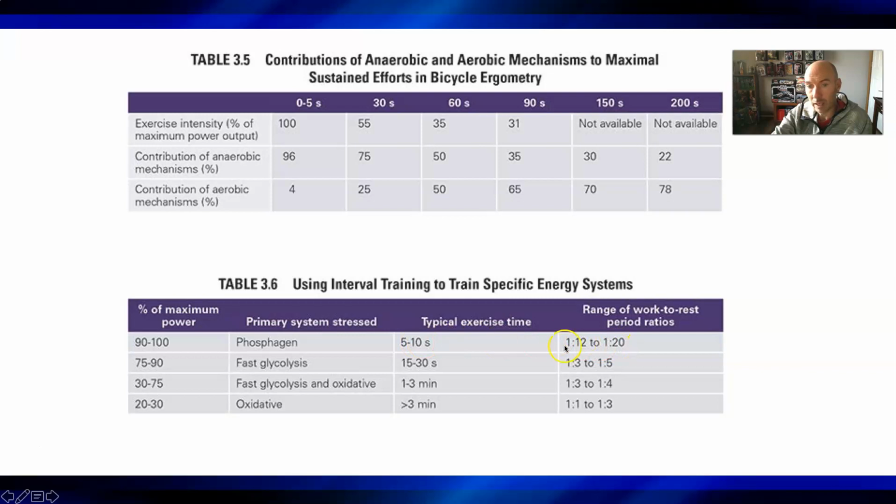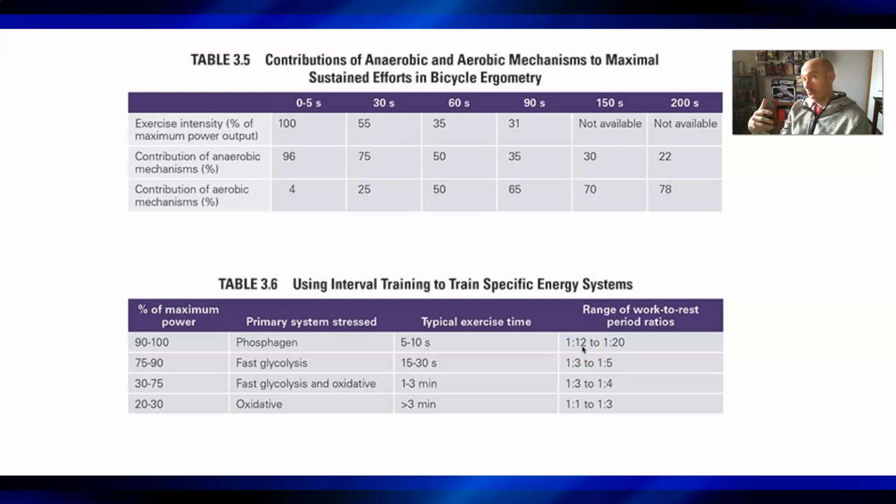So look at it this way. If our work period is 10 seconds, then our rest period needs to be 120 seconds. So that's what the 1 to 12 ratio looks like, okay? Or if our work period is 5 seconds, we would multiply that by 12 to know that our rest period needs to be 12 times 5, which is 60 seconds, right? So we would look at that as 5 seconds on, 60 seconds off, or 10 seconds on, 120 seconds off, right? So this could guide recovery.